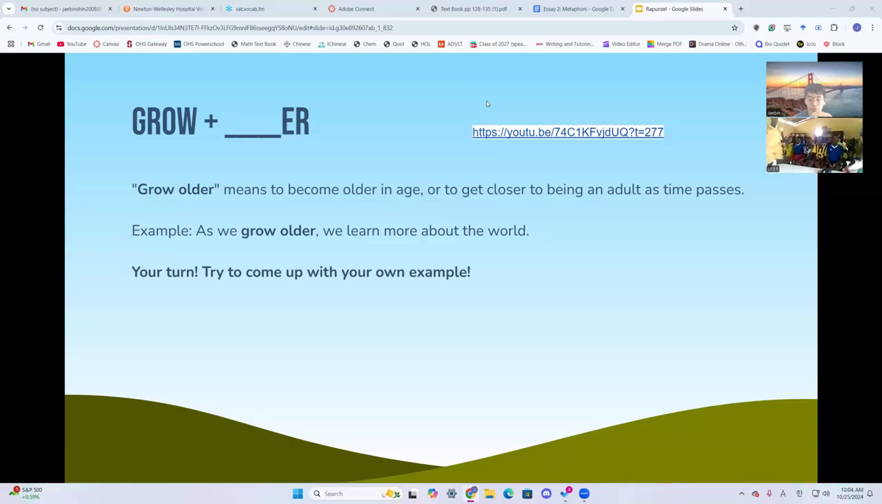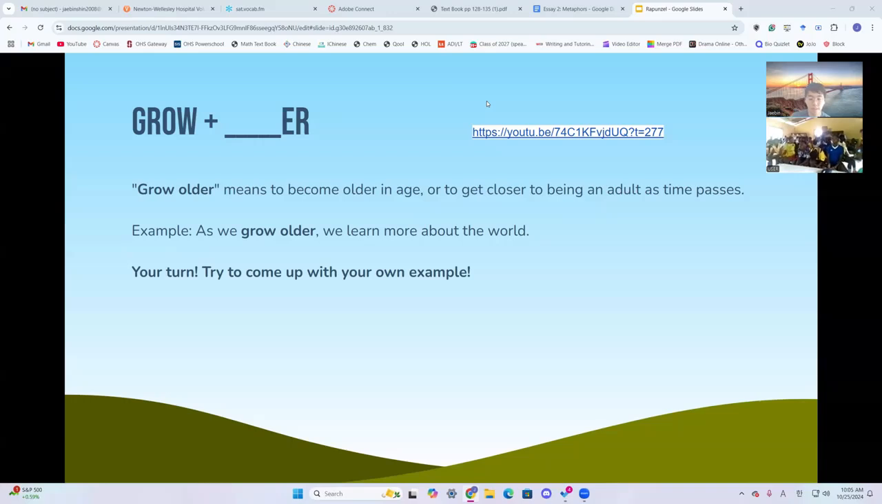Yes, you are here. My pet has really grown older. Yeah, you can use the phrase to describe maybe your pet, how your pet grew older, and I'm assuming you're meaning to say that your pet got older in age. So again, grow older is to become older in age.